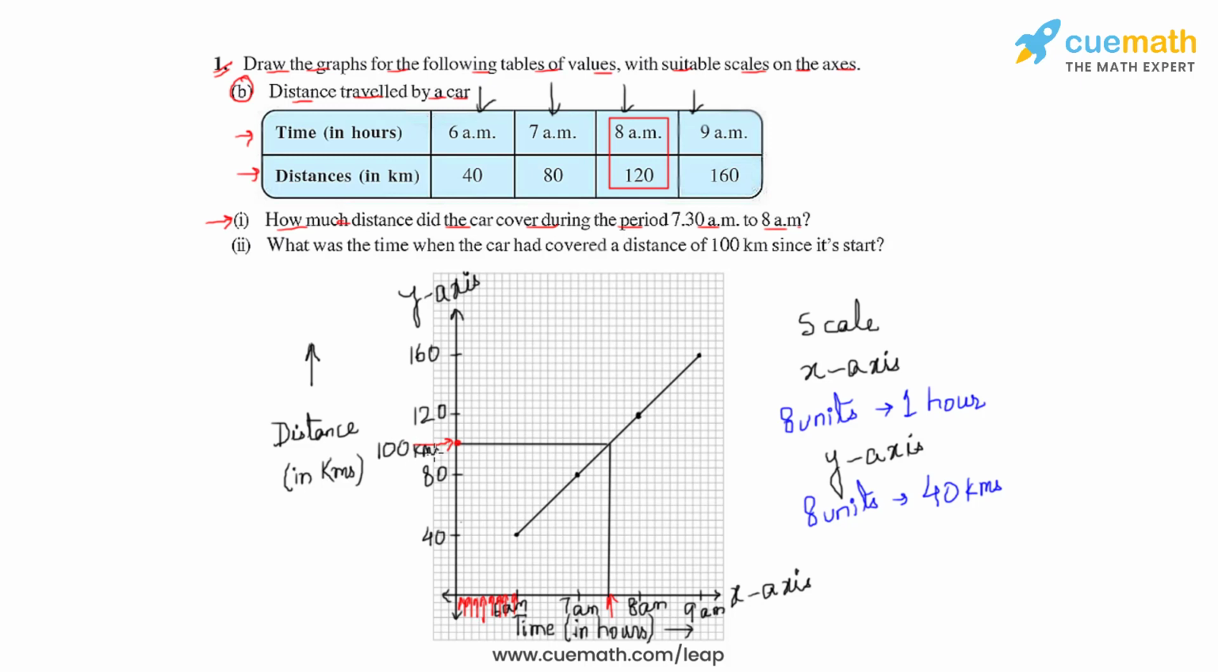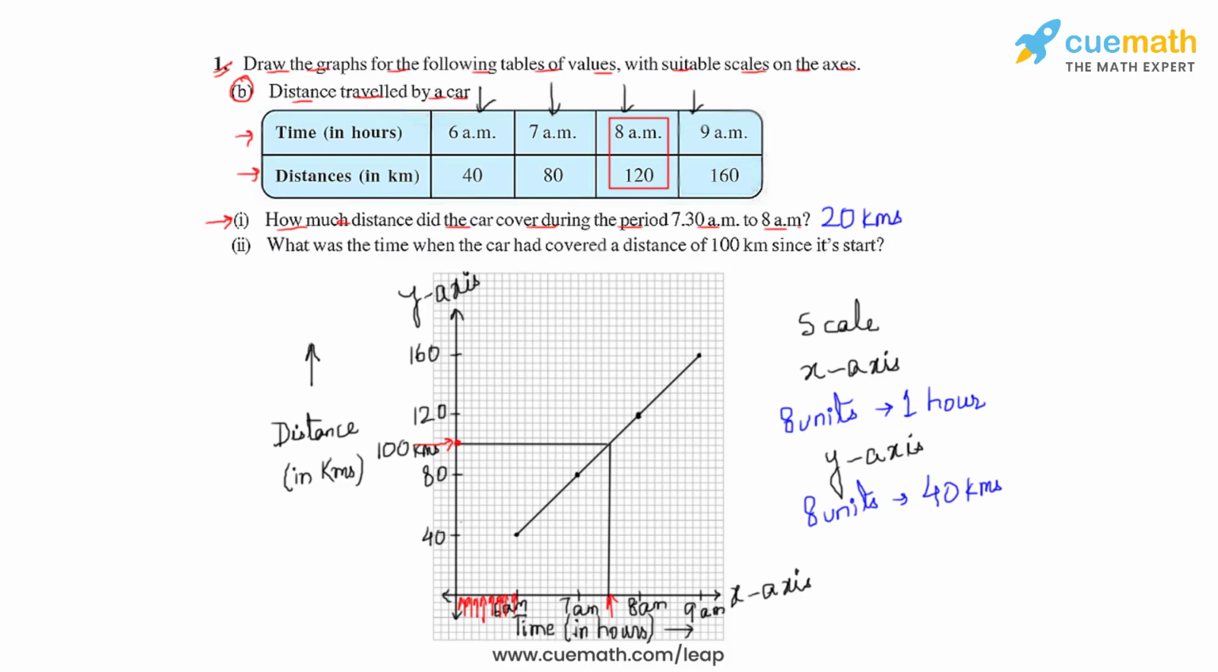So between 7:30 a.m. and 8 a.m. the car has covered 20 kilometers. That's the difference of 120 and 100. So to answer the first part, you can say that the car has covered 20 kilometers.